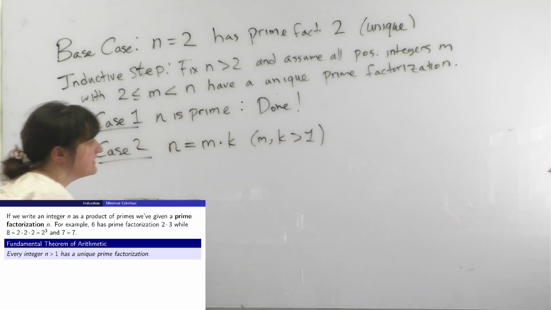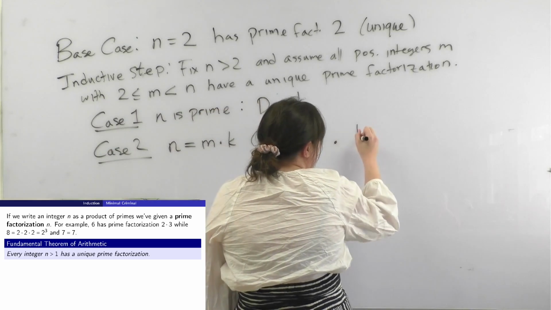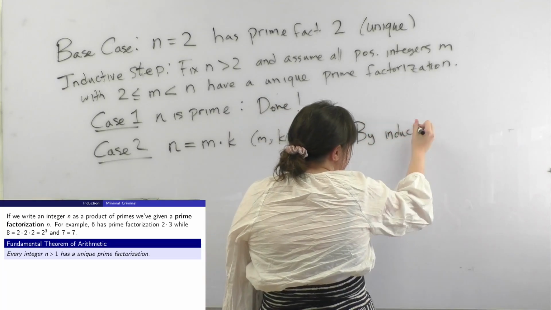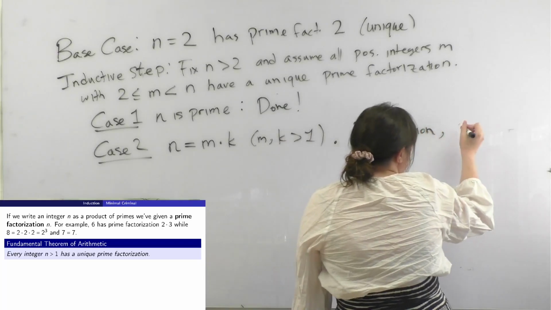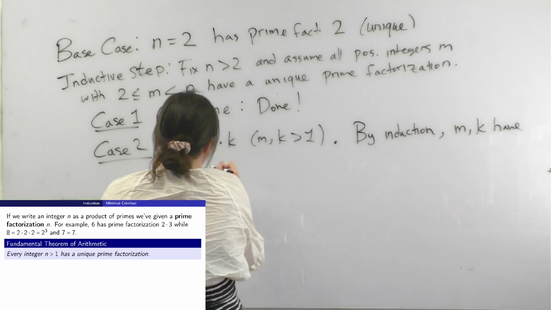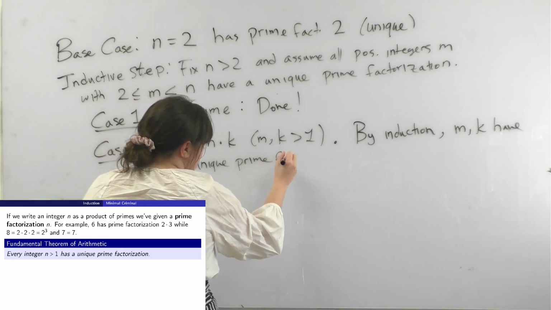is on the composite case. So if I have a composite number, then I can write it as a product of 2 things. I'm going to call them m and k, and they're both going to be strictly bigger than 1. So by induction, m and k have unique prime factorizations.